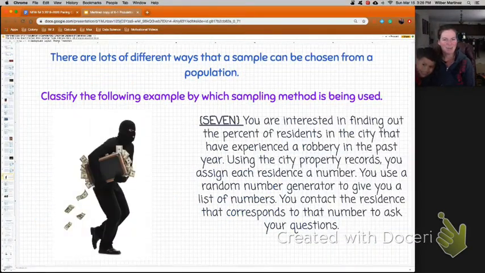All right, we got a couple more. Number 7, you are interested in finding out the percent of residents in the city that have experienced a robbery in the past year. Using the city property records, you assign each residence a number. It says you use a random number generator to give you a list of numbers. You contact the residence that corresponds to that number to ask your questions.